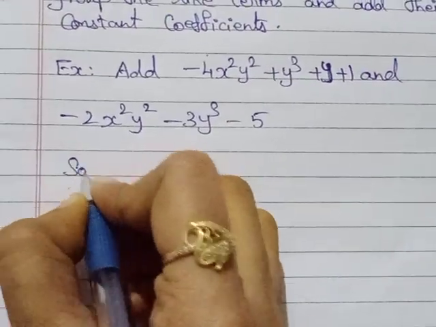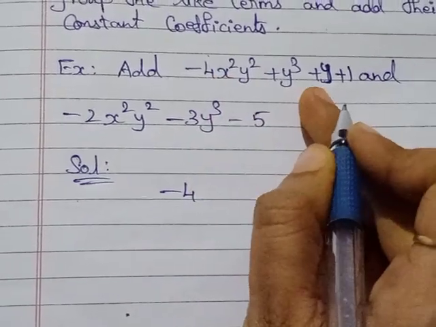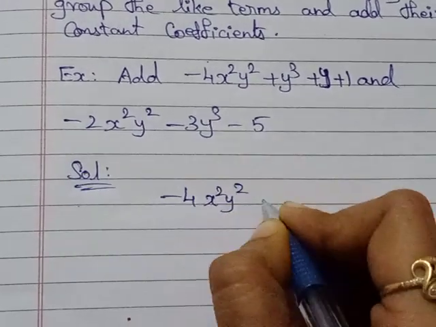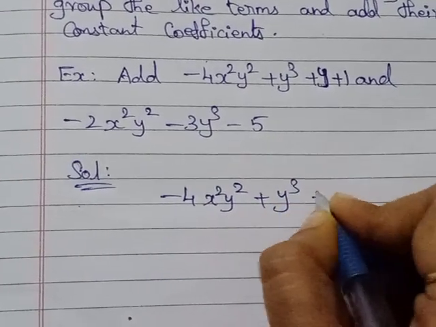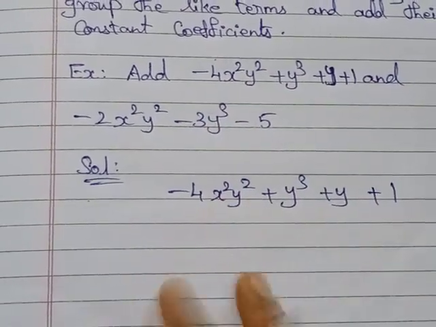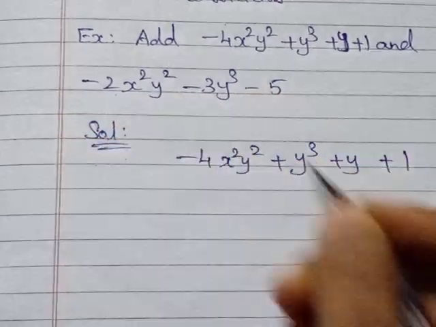Solution. First write down the question. The first expression is negative 4x squared y squared plus y cubed plus y plus 1. This is the first expression. Write the first expression first. Second expression, negative 2y squared.